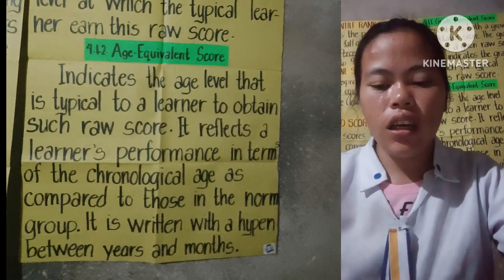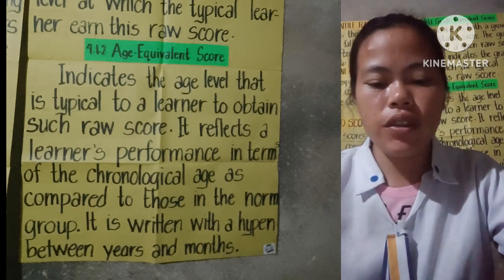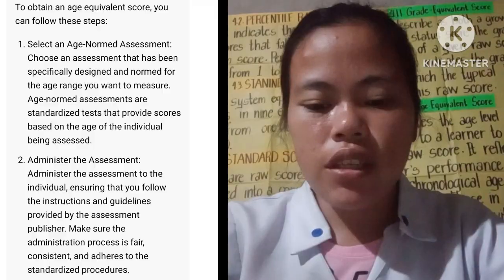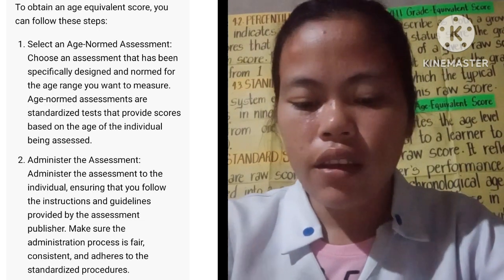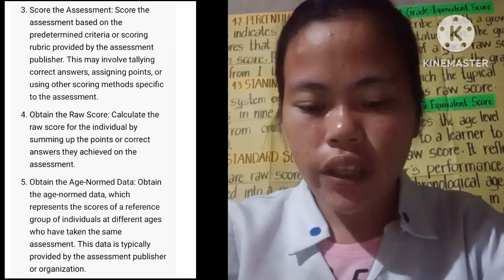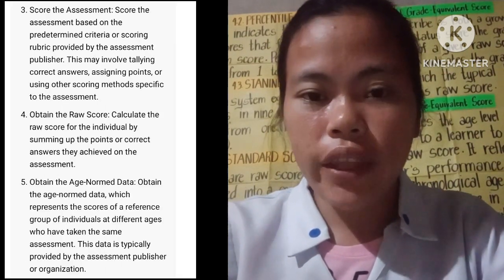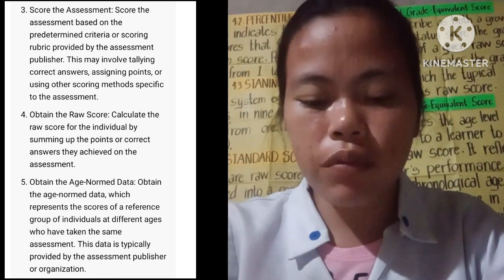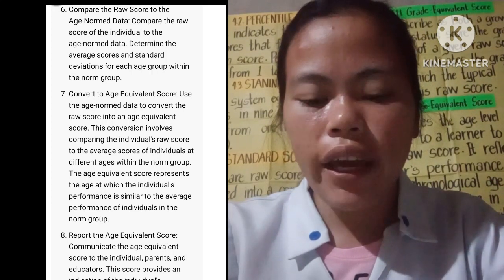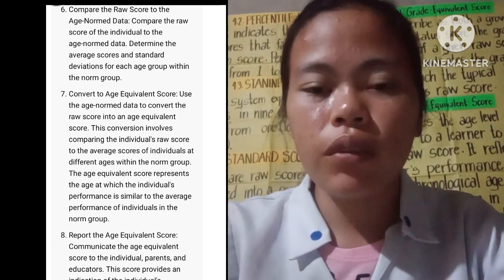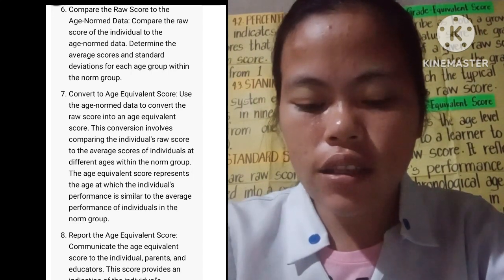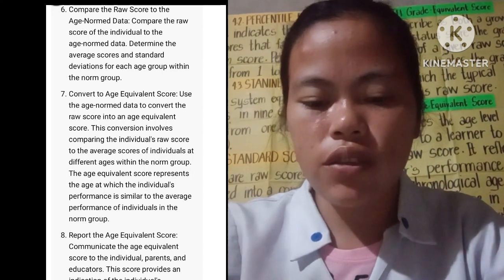So, getting the age equivalent score is the same as getting the grade equivalent score. So, first, you must select an age norm assessment. Second is administer the assessment. Third is score the assessment. And 4, obtain the raw score. And 5, obtain the age norm data. And 6, compare the raw score to the age norm data. And 7, convert to age equivalent score. And lastly, report the age equivalent score.